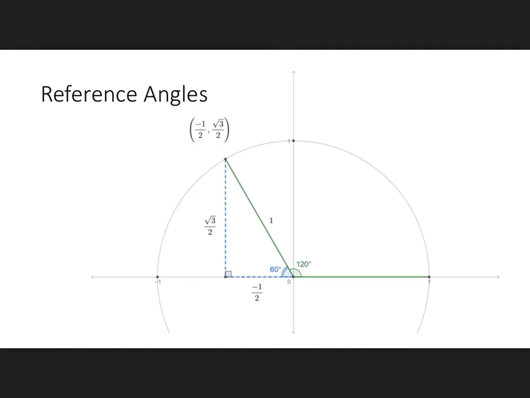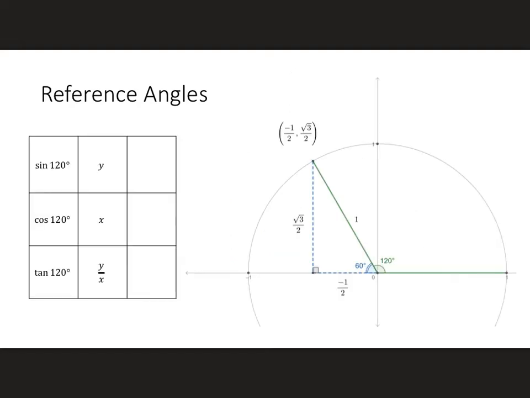Using our endpoint, we can place our side lengths on the triangle. Notice the adjacent side is negative. This is because the side length is found on the negative x-axis. So let's find the trig ratios for 120 degrees.